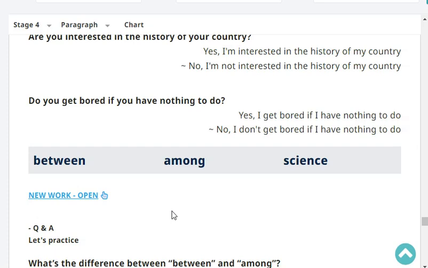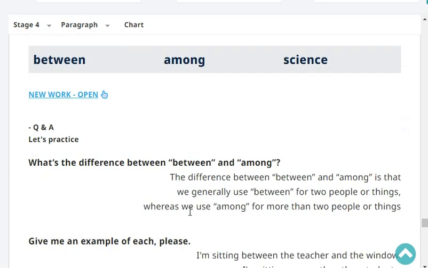Yes, or if I have nothing to do. Very good. What's the difference between "between" and "among"?